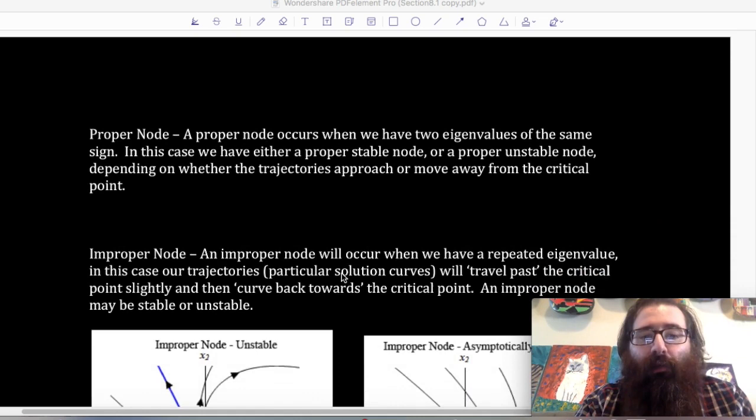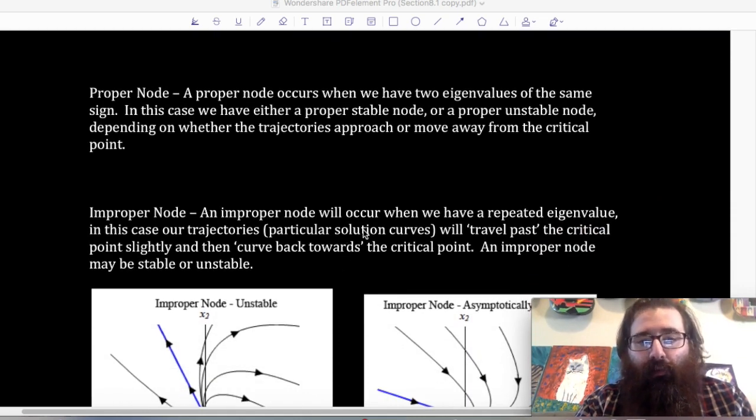An improper node will occur when we have a repeated eigenvalue. In this case, our trajectories or particular solution curves will travel past the critical point slightly and then curve back towards the critical point. An improper node may be stable or unstable.